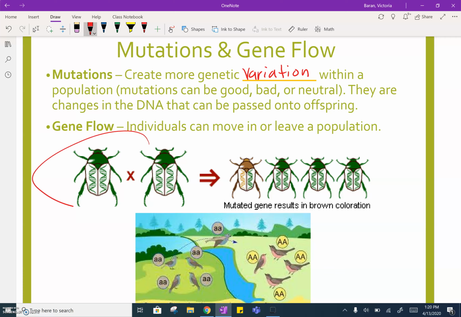So let's say we have these green beetles. And let's say all of a sudden there is a mutation and now you have a brown beetle. Well, it depends on the type of environment that they're in. So if the environment is green, let's say, well, the green beetles would blend in, but this brown one might stand out and most likely be eaten. But let's say the environment is brown. Well, then this one will be more likely to blend in and more likely to survive better than the green beetles. So again, the mutation can be good, bad, or neutral. It may depend on the type of environment. And when we talk about natural selection, we'll explore that idea a little bit more.